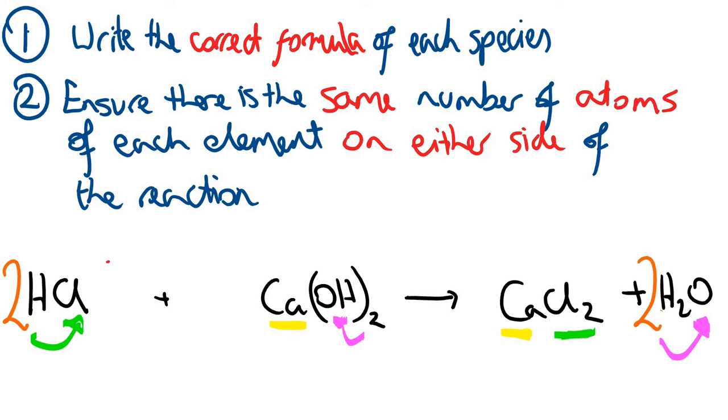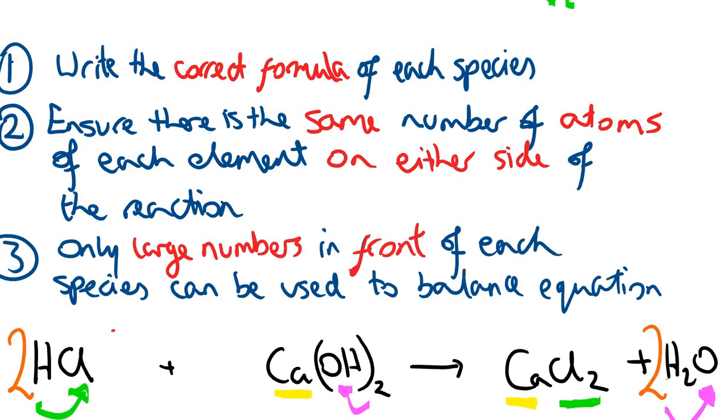I'm just going to write in the last rule that you can only change the number of atoms after you've corrected the formula by putting a large number in front. So there we have it, a balanced equation according to the rules that we've created there. Let's look at another equation now.